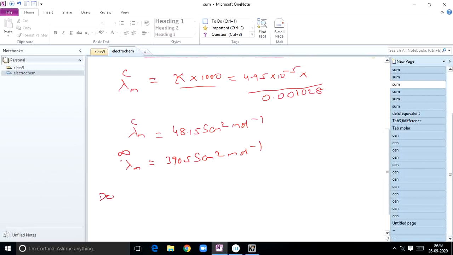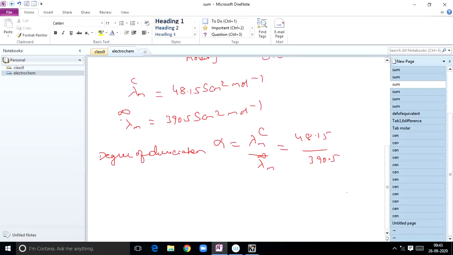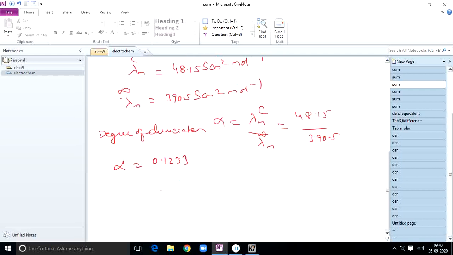So degree of dissociation, here we can take alpha is equal to lambda mc by lambda m infinity. That is equal to lambda mc, 48.15, by lambda m infinity, 390.5. So you take this ratio and finally you will get alpha value 0.1233. So calculate that, students. Now the same formula we can apply for acetic acid also.